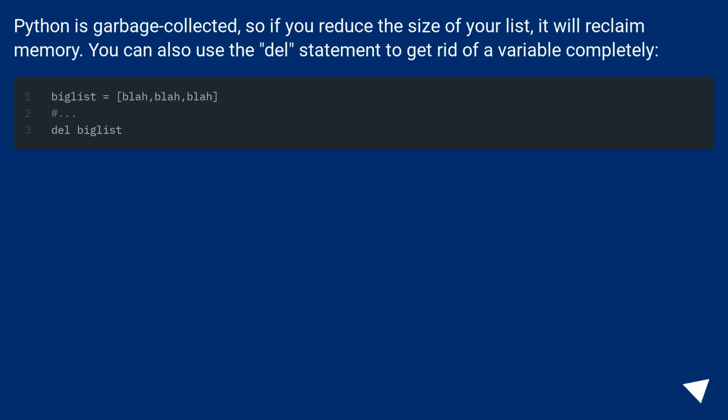Python is garbage collected, so if you reduce the size of your list, it will reclaim memory. You can also use the del statement to get rid of a variable completely.